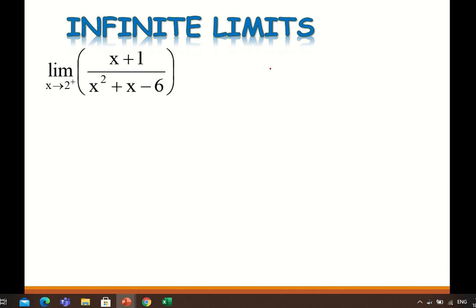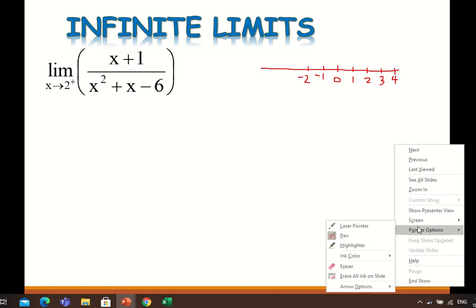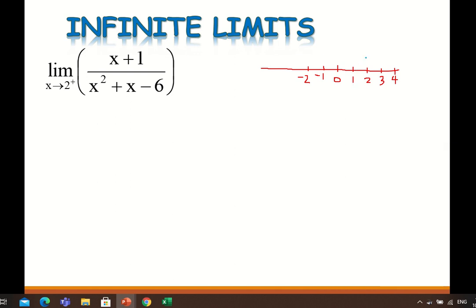Okay, so let's draw our number line for reference. Assuming this is our 0, we have 1, 2, 3, 4, and so on and so forth. On the left side, we have negative 1, negative 2, and so on. So our c here, meaning the value of x that is being approached, is 2.